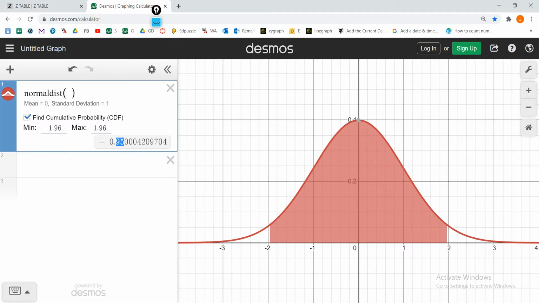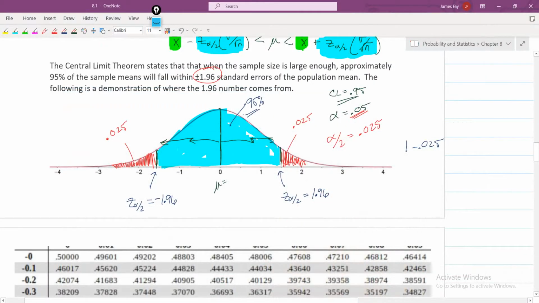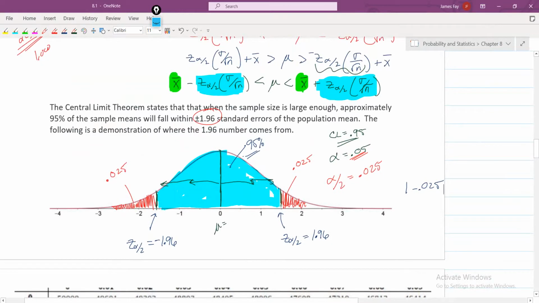That's exactly what that z sub alpha over 2 is providing us right here. That's 1.96. So for 95% of the sample means we get a 1.96. So when somebody wants us to come up with a confidence interval of 95%, every single time, z sub alpha over 2 is going to be this negative 1.96 and this positive 1.96.